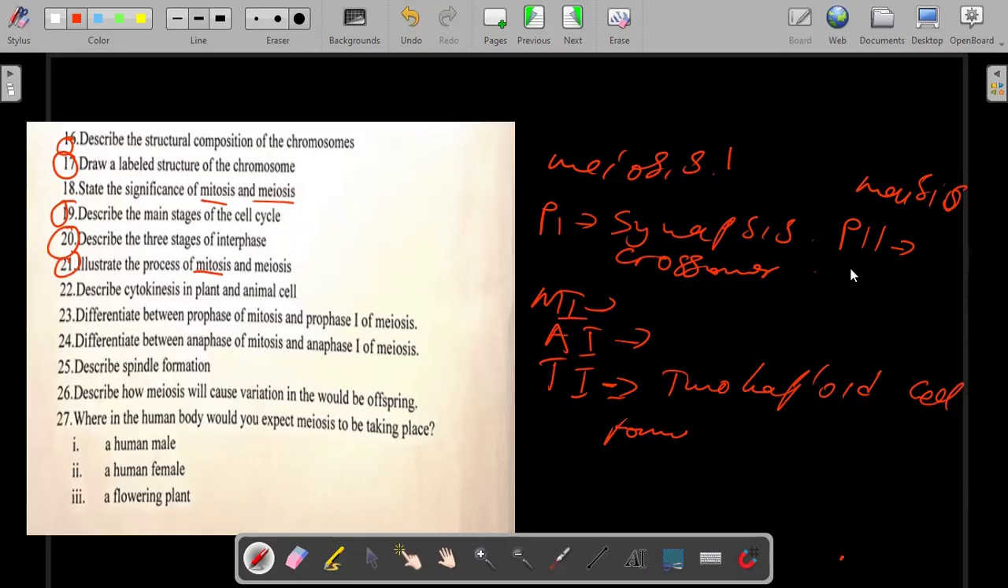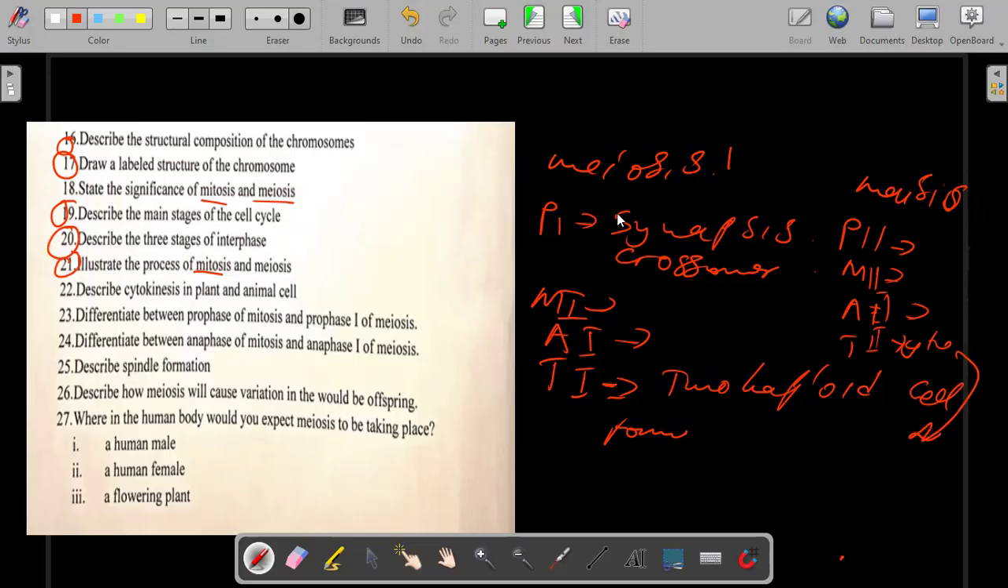You're also going to have metaphase 2, where the chromosomes align at the equator. You're going to have anaphase 2, where the sister chromatids separate, and also telophase 2, where we also undergo cytokinesis and four identical haploid cells are produced.